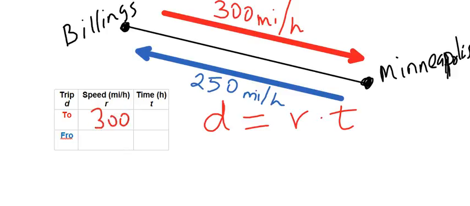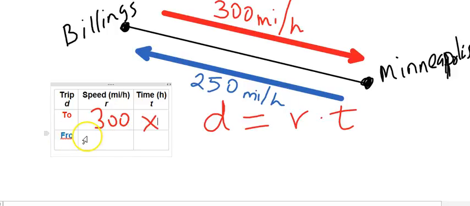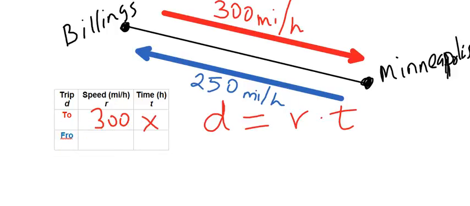And what's the time? But they gave us a variable x, so we put x there. And what's the time coming back? What's the speed, I mean? It's 250. So I should have used the blue. It's okay. And the time is going to be what? X plus 30. Well, if we're going by hours, it'd be x plus 45.